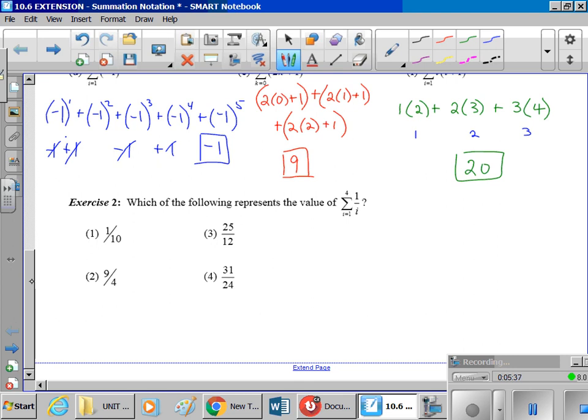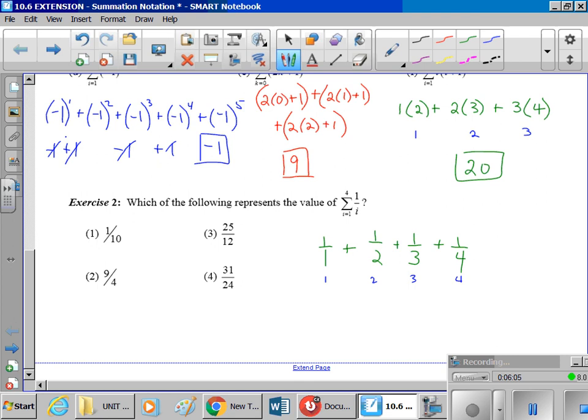Exercise 2 is just a multiple choice question, but basically asking exactly the same thing that we've been doing. This says from 1 to 4, and again, if it helps you, 1, 2, 3, 4 are our indexes. So we have 1 over 1 plus 1 over 2 plus 1 over 3 plus 1 over 4. And don't flip out because you can put these right into your calculator using your fraction bar.